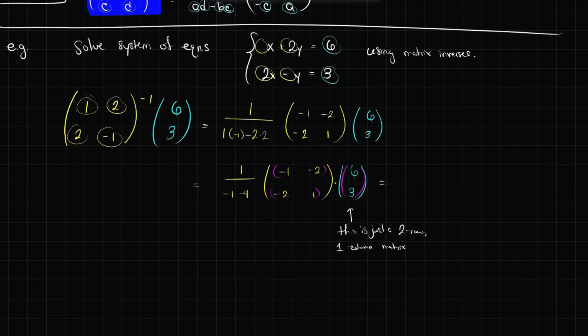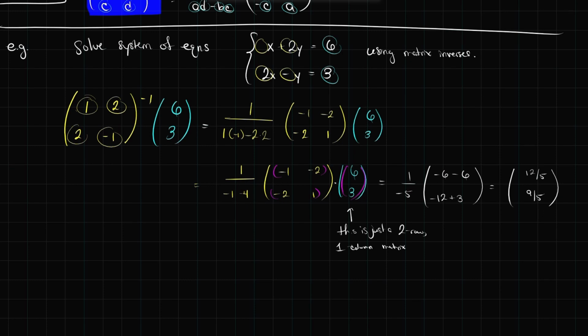So the inner product of negative 1, negative 2 against 6, 3 is negative 1 times 6, or negative 6, negative 2 times 3, negative 6, and then they overlap on the top coordinate. And then the inner product of negative 2, 1 against 6, 3 is negative 12 plus 3, and they overlap on the bottom coordinate. I'm left with 1 over negative 5 here, and it looks like my first entry is negative 12 over negative 5, also known as 12 fifths. My second entry is negative 9 over negative 5, also known as 9 fifths. That's all we have to do to solve our system.